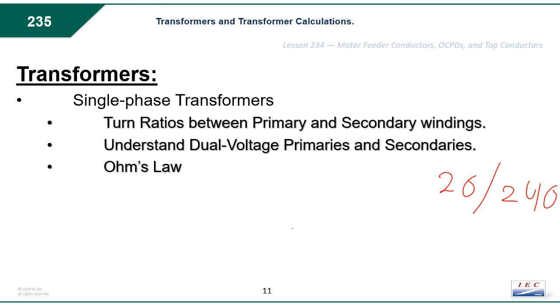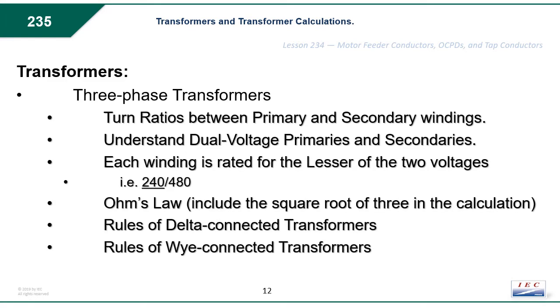And now Ohm's law for single-phase transformers is the same as typical Ohm's law that we've seen so far. Where Ohm's law in transformers begins to get tricky is when we get into three-phase voltage. Three-phase transformers: turn ratios between primary and secondary windings are pretty much the same, except you have to consider that for all three phases.